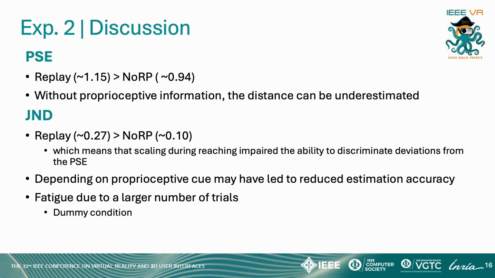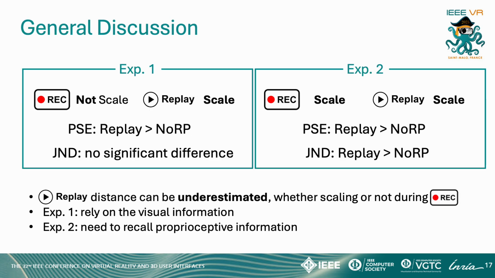During reaching in the replay condition, participants could not rely on visual cues to estimate movement distance in real time. Instead, they had to depend on proprioceptive cues, which may have led to reduced estimation accuracy. And, because we included a dummy condition, the total number of trials increased, which may have caused participants to experience fatigue.